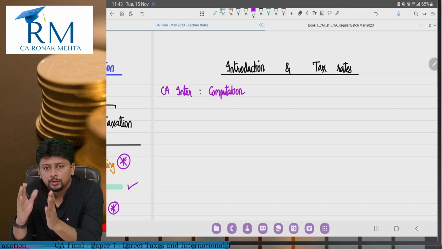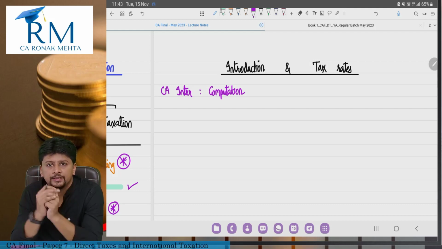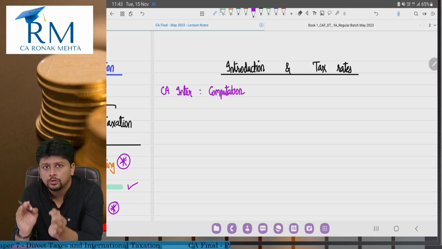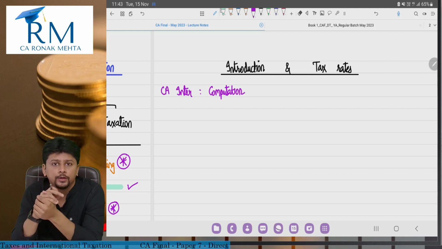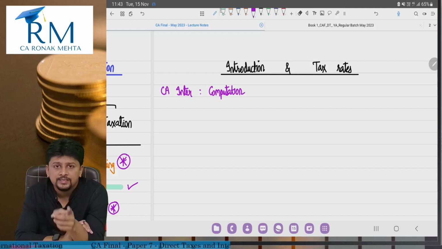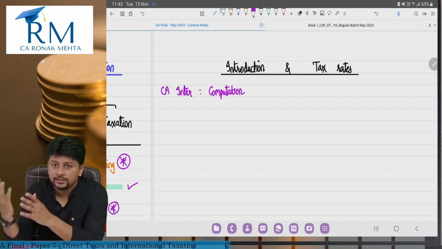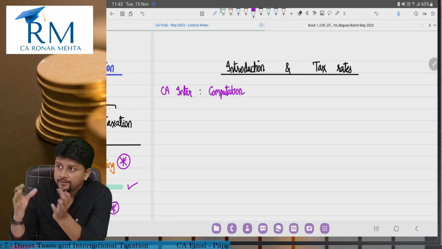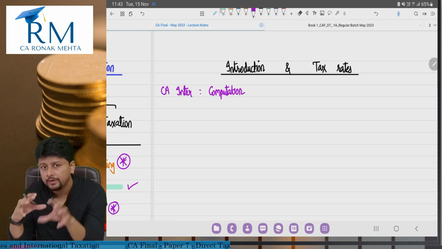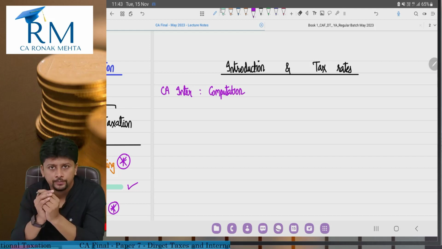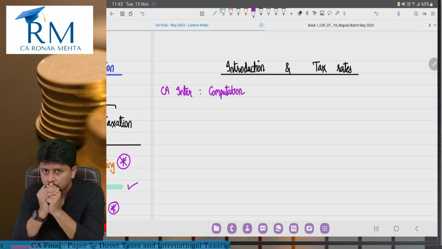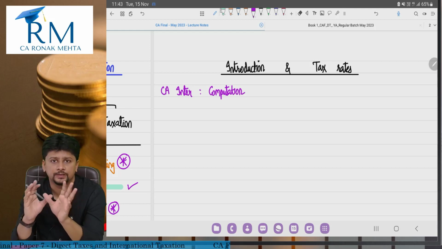We want a student to know how to compute income from heads. We want a student to know how to compute total income and the tax liability on it. Because my CA Inter student might take up articleship in a CA firm where taxation practice is there, and he will have to handle those taxation clients. So we want him to have basic knowledge, working knowledge type. He should be able to work out the tax.